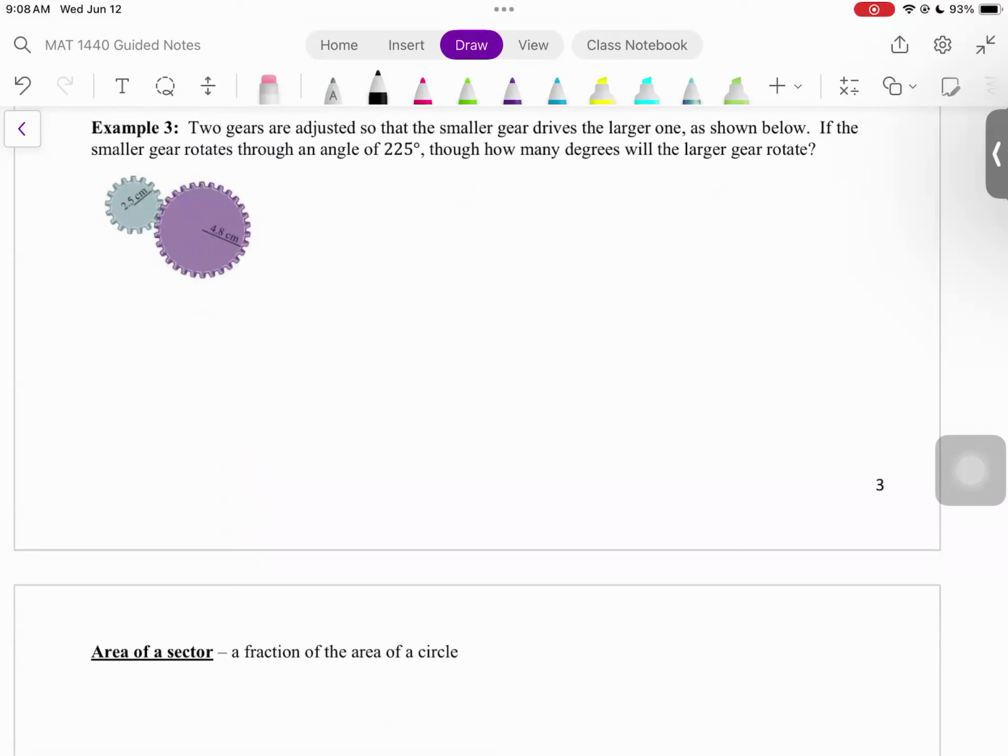Two gears are adjusted so that the smaller gear drives the larger one, as shown below. If the smaller gear rotates through an angle of 225 degrees, through how many degrees will the larger gear rotate? Well, if we envision these two gears moving at the same time, the length that's created between those two gears is going to be the same. So we know the arc length of the small gear is equal to the arc length of the large gear.